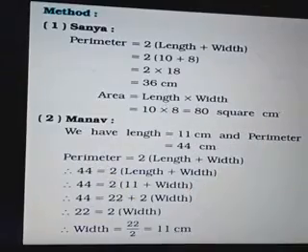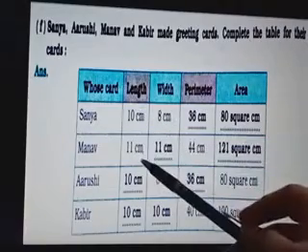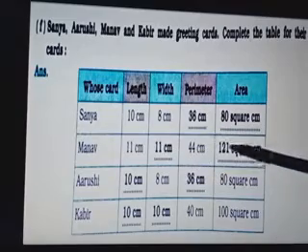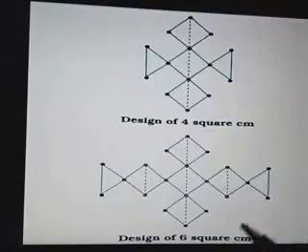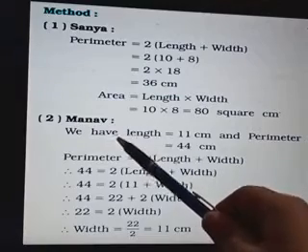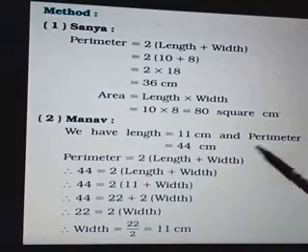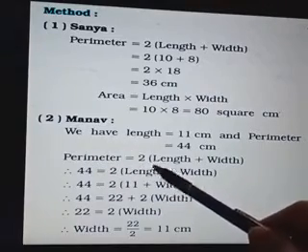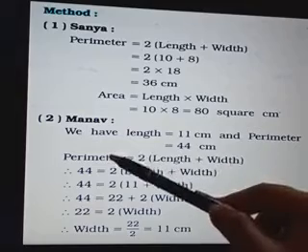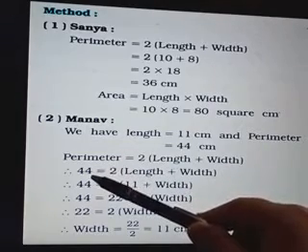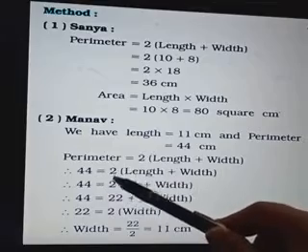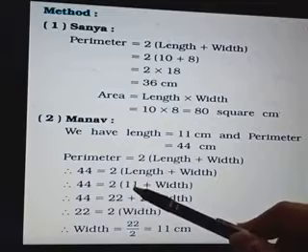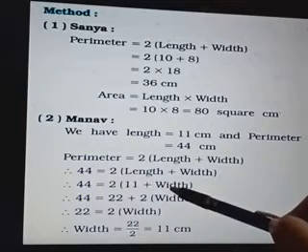Now what about Manav? Length is given and perimeter is given, right? We have to find the width as well as its area. We have length 11 centimeter and perimeter 44 centimeter. Now perimeter equal to 2 into bracket length plus width. Now perimeter is given, so we will put 44 instead of perimeter. 2 as it is, length and width. Instead of length we will keep 11 and width we have to find, right?